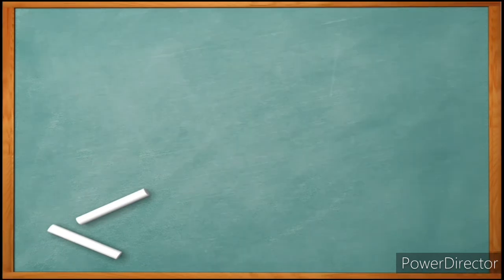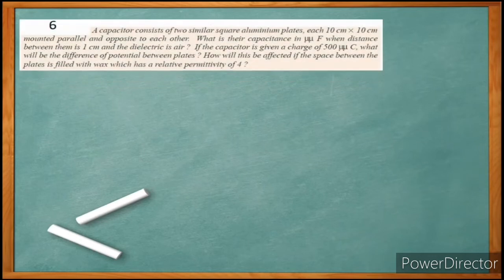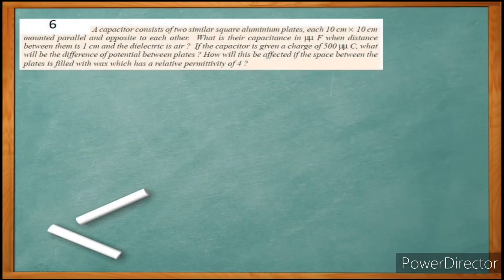And for the next problem, we have here problem number 6. A capacitor consists of two similar square aluminum plates, each 10 cm by 10 cm, mounted parallel and opposite to each other. What is their capacitance in microfarad when the distance between them is 1 cm and the dielectric is air? If the capacitor is given a charge of 500 microcoulomb, what will be the difference of potential between plates? And for the last one, how will this be affected if the space between the plates is filled with wax which has a relative permittivity of 4?